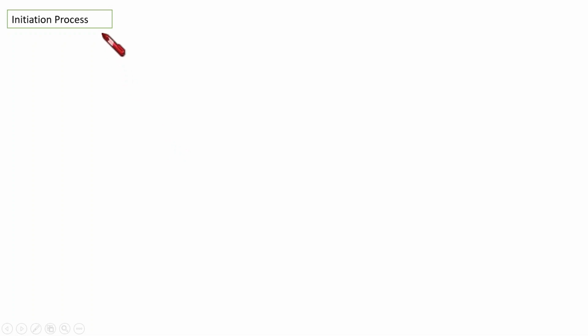The main steps in DNA replication are initiation, elongation, and termination. So, we are moving to the first main step, that is the initiation process. In the former slide, we have seen that the replication eye and replication fork are formed. What is the replication fork? That also we understood. So, after that, what is going to happen? That we are seeing in the initiation process.